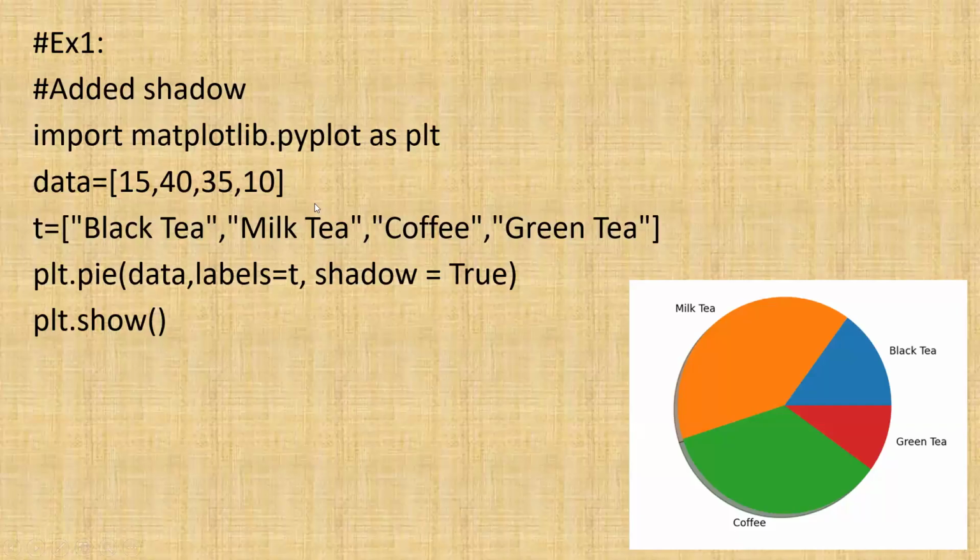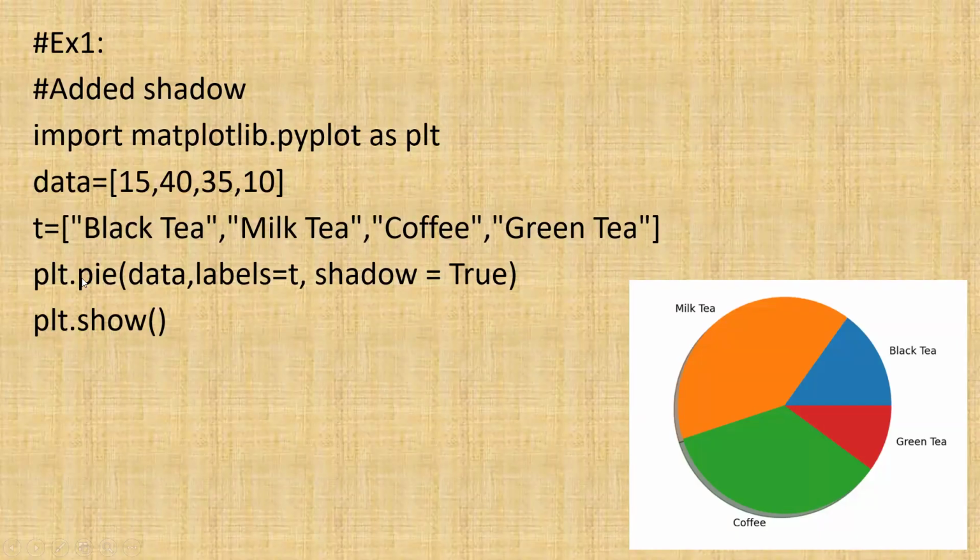Okay, so you've given him the data, and then I also give him the labels that have to be in a sequence. So it corresponds. So 15 for him is black tea, and 40 for him is milk tea, and 35 for him is coffee, and 10% is green tea. So that sequence, of course, he will maintain, and then we present it.